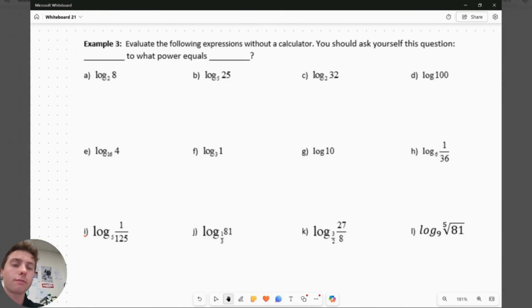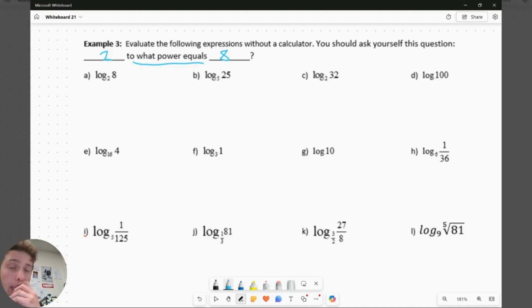Well, if you're ever evaluating a log, what a log actually asks you to find is this phrase. Whatever the base is, for example, let's look at a. What I would do is I'd think about the base. The base is 2. And I would want to ask myself, 2 to what power equals the inside of 8? That's what a log is asking you.